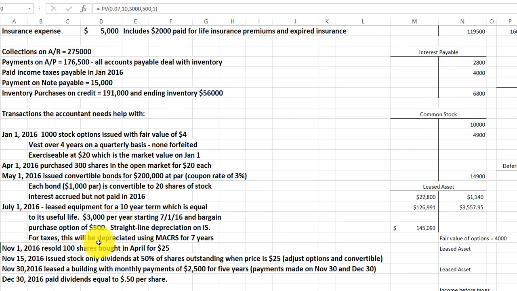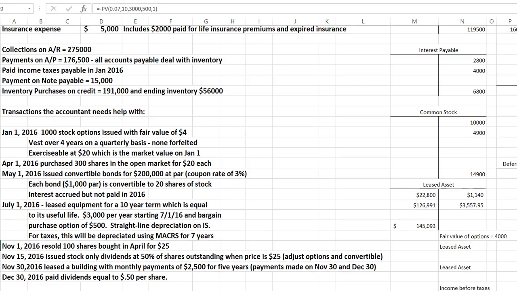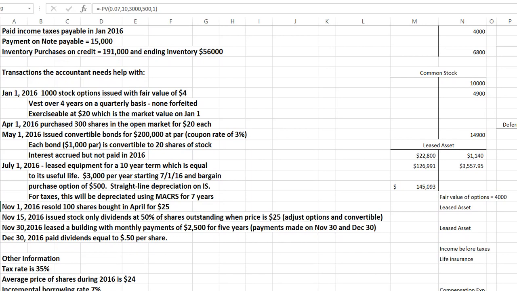All right. That's going to then be depreciated because that's our asset. On our income statement, it's going to be depreciated using straight line for 10 years. And for tax purposes, it's going to be depreciated using MACRS for 7 years. All right. So there's going to be a difference there. That's our first temporary difference for tax purposes.